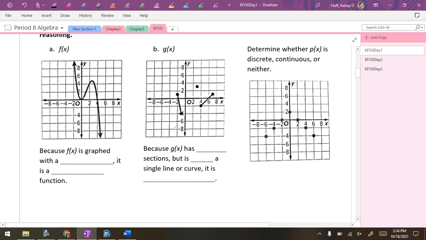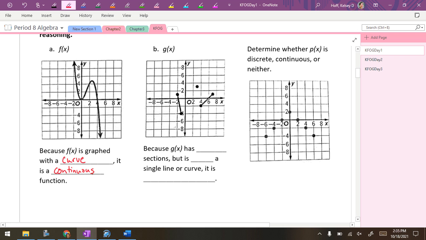F of x is graphed with a, what shape is that? Curve, very good. F of x is graphed with a curve, meaning it is a continuous function. You could drive a Matchbox car along that graph.